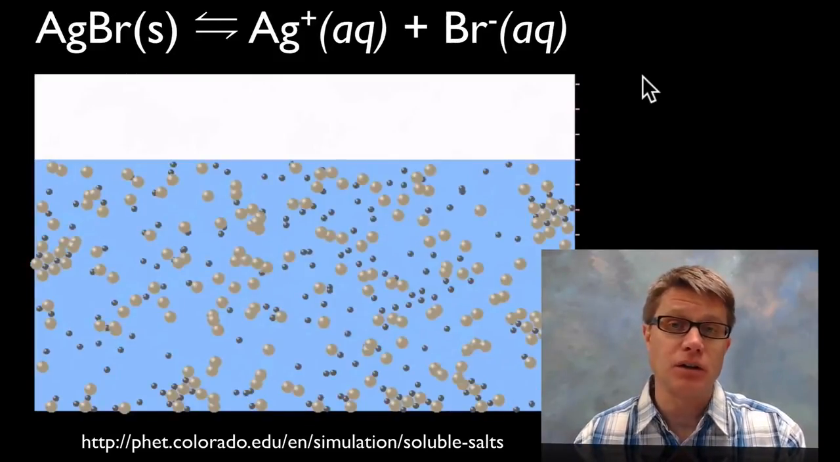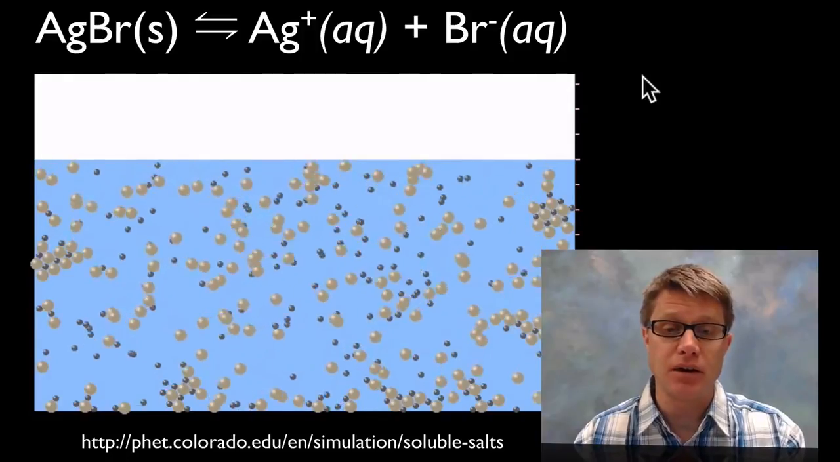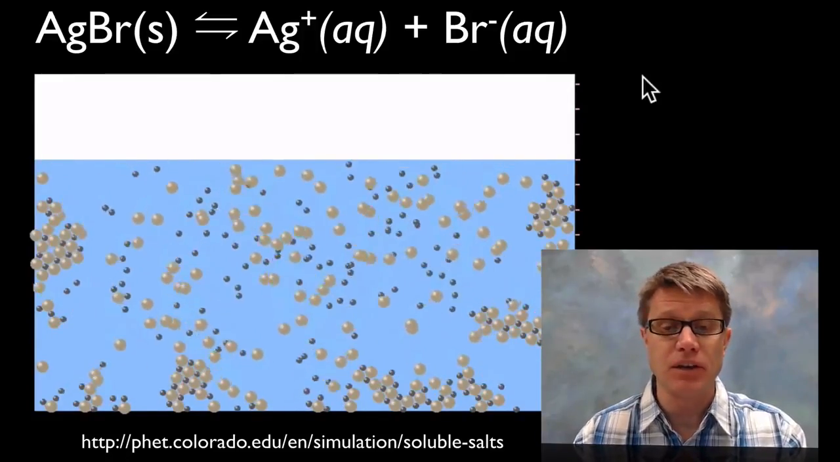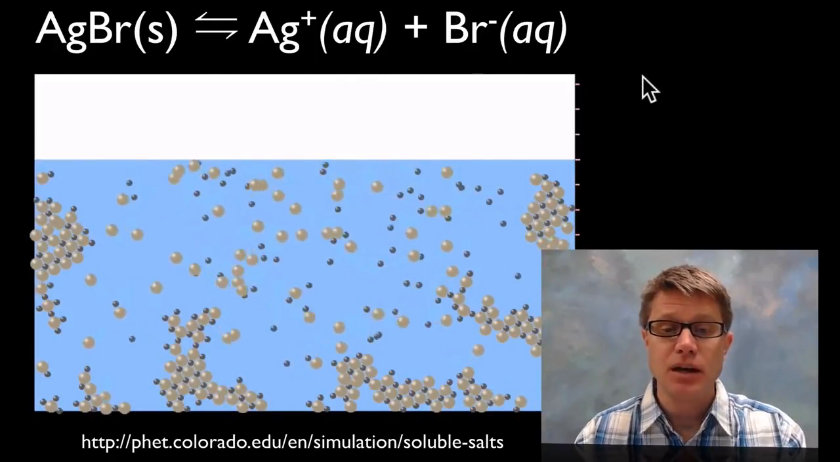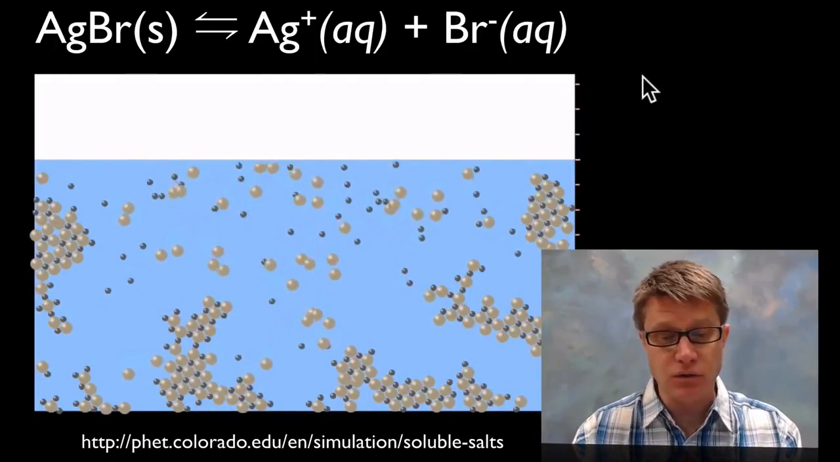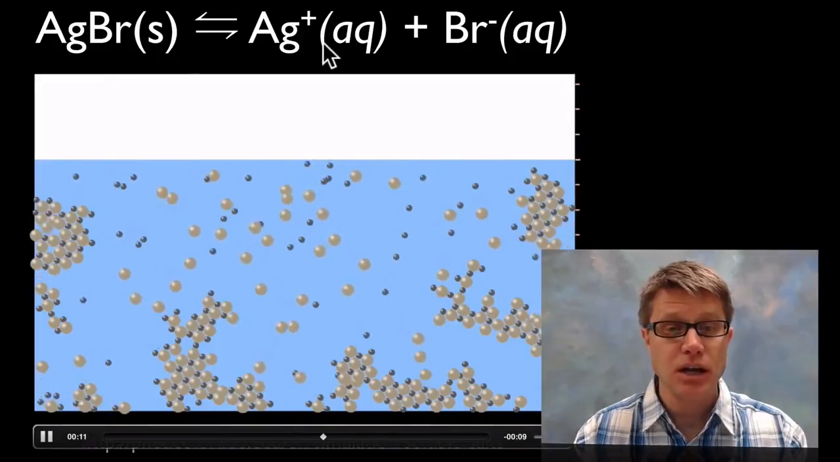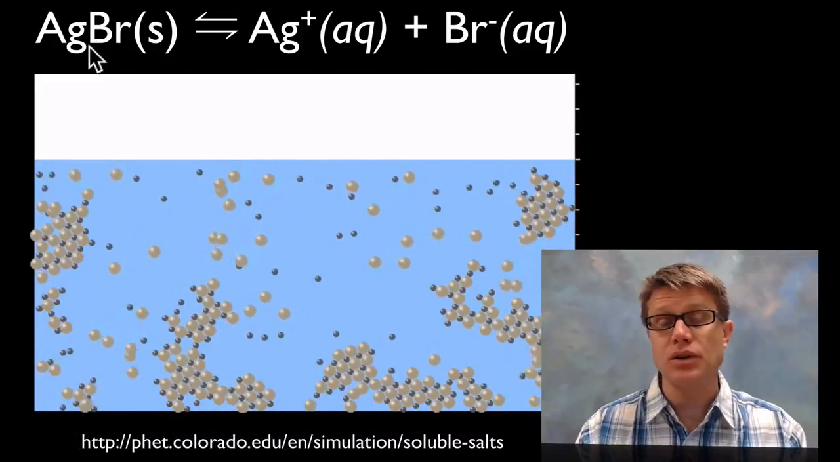Now let's look at a different salt. So now we've got silver bromide. If I were to add 200 of the cations to this, we're going to see a different kind of effect. What's happening is that they're all going back to that solid form. So if we were to look at this equation up here, it's shifting it back more towards the left.